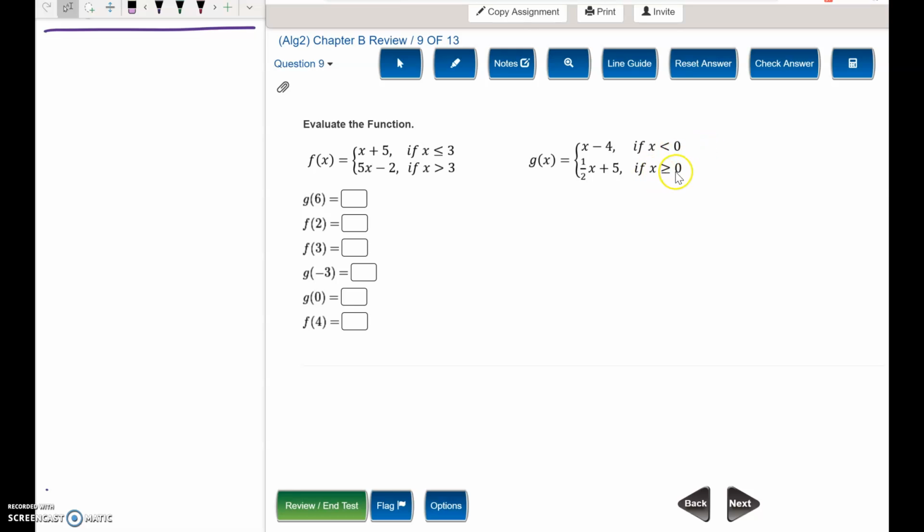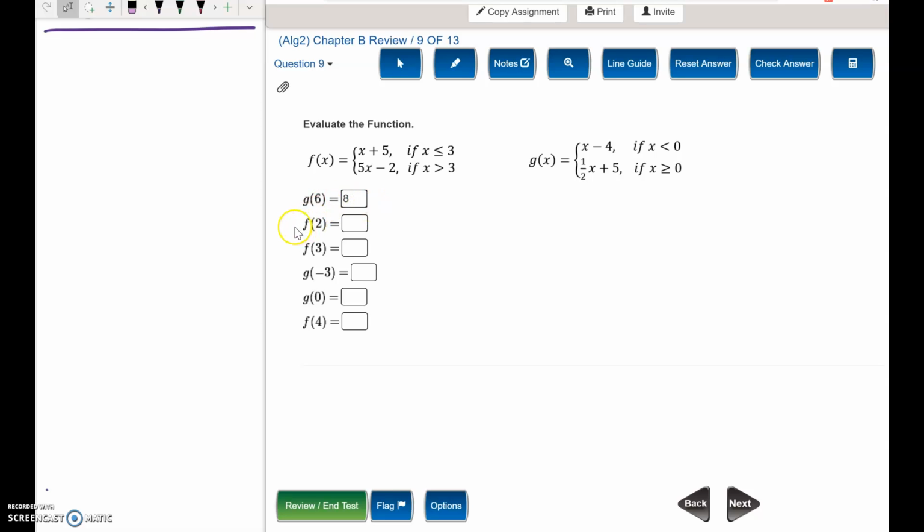For g of 6, you find the g function, which is the one on the right. 6 is bigger than 0, so we're going to plug it into the bottom. So half of 6 plus 5. What is half of 6? And 3 plus 5 is 8. So I tried to make this so you could do most of it mental math if you can just pick the right formula.